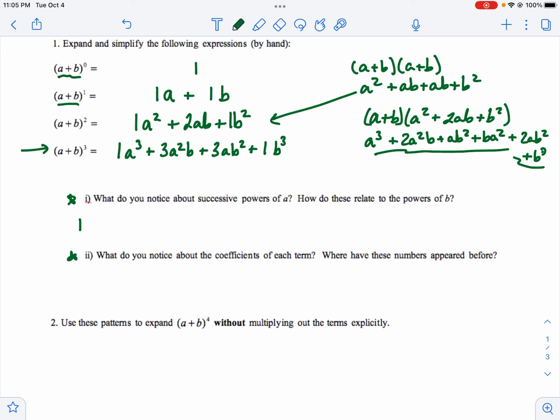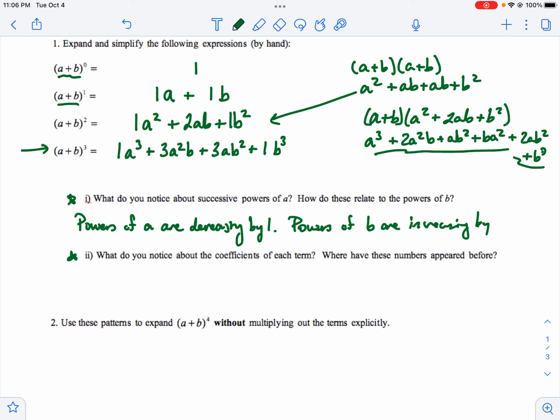So the powers of a are decreasing by 1. And then if I look at the powers of b, there is no b term, and then I get b to the first, and then b to the second, and then b to the third. So the powers of b are increasing by 1. So that's one thing to note.